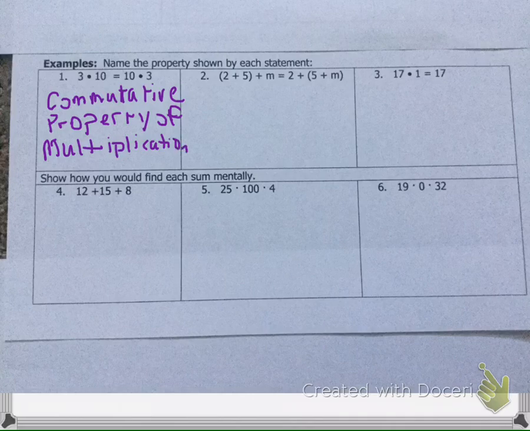Okay, number 2. We have 2 plus 5 plus m, and then it's the same thing as 2 plus 5 plus m, with the grouping changed. Which property would that be? Give you a minute, think about it. You could look at your notes that you just took. I have 3 different terms that I'm adding, and it doesn't matter which way I add them, I'm still going to get the same sum. So that would be the associative property of addition.